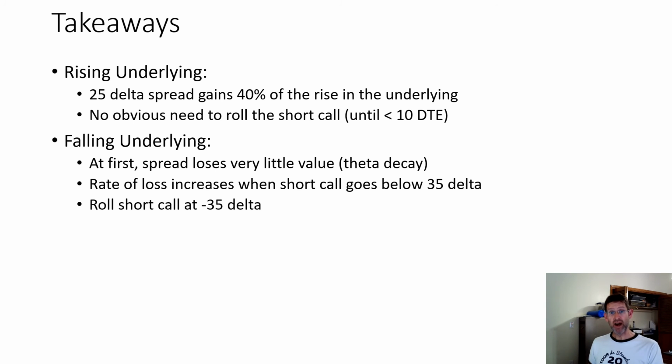Now when the underlying drops in price, we noticed that at first the spread lost very little value, and this was theta decay working in our favor. That short call was losing more value than our long call was. Now, however, that rate of loss increases when that short call goes below 35 delta. So therefore, what I've been doing and what the math seems to indicate is that you should be rolling that short call in the poor man's covered call at about 35 delta.